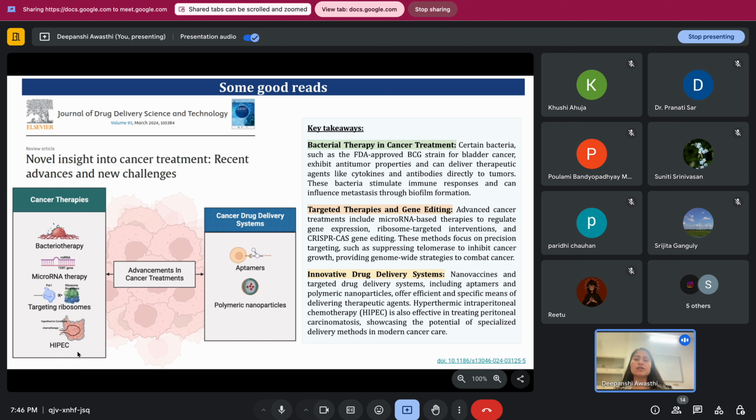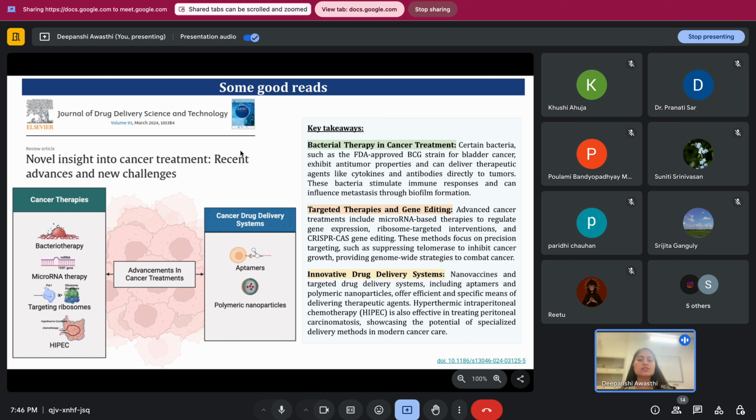So these are some of the advanced cancer therapies which are coming up. These techniques are not that accurate till now, and we still need some more time to advance them. And then cancer drug delivery systems have also come up, aptamers, polymeric nanoparticles, that is, how to deliver the drugs. So these are some of the advanced techniques which have come up.